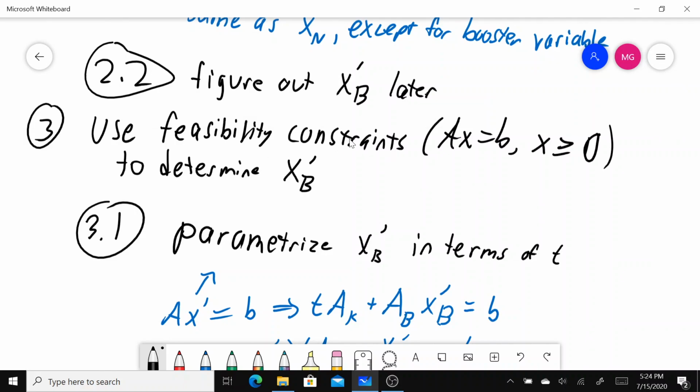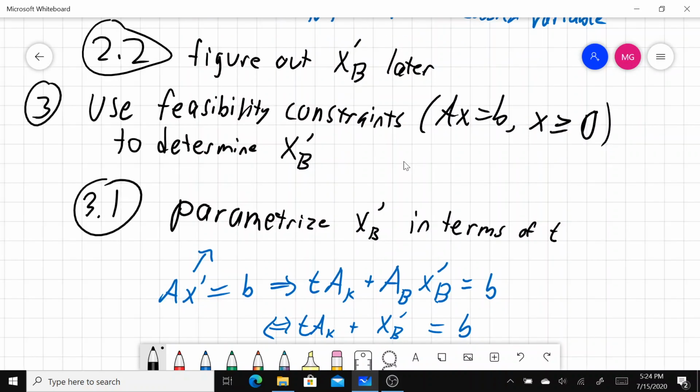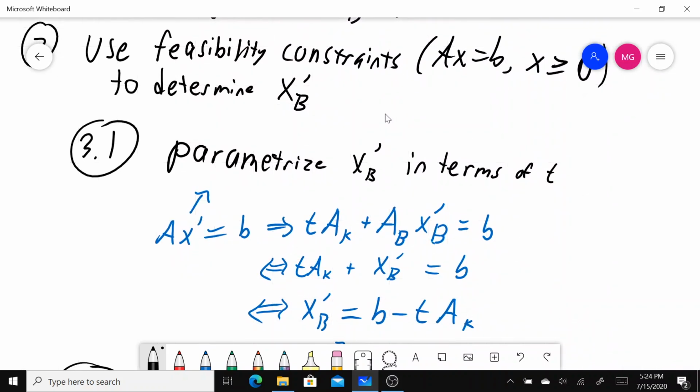How exactly? Well, you use the feasibility constraints to determine it. In particular, you parameterize xb prime in terms of t, and you do that by using the Ax equals b constraint. So we know that x prime is going to have to be feasible at the end of the day, so we need Ax prime equals b.